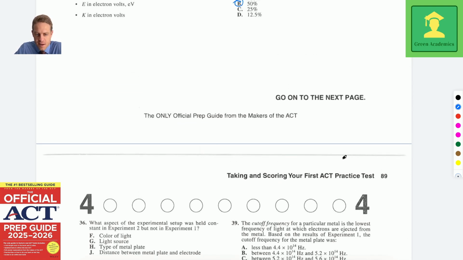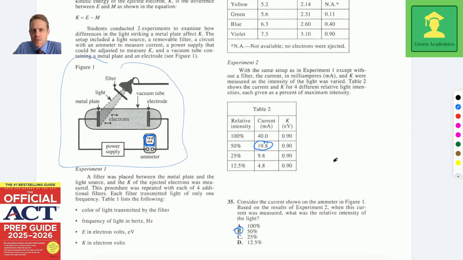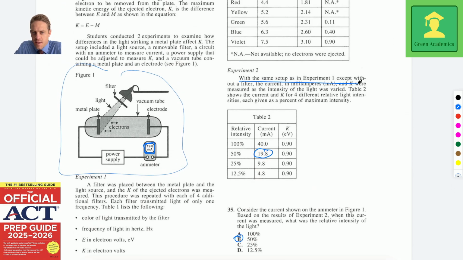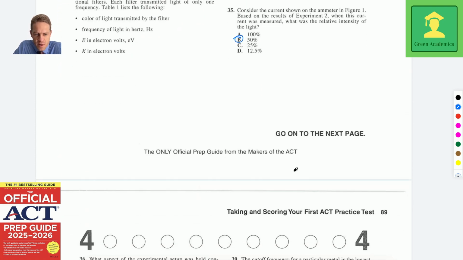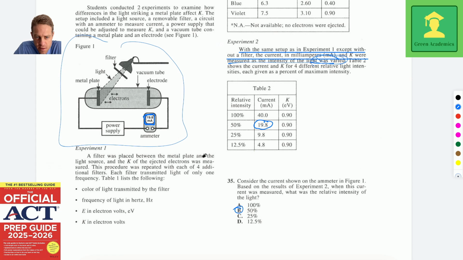Held constant in Experiment 2, as in an independent variable. So in Experiment 2, except without a filter, the current was measured as the intensity of the light. Okay, so intensity of the light was varied. Whereas in Experiment 1, the procedure was repeated with each of 4 additional filters. But in Experiment 2, there was no filter at all. It says without a filter.